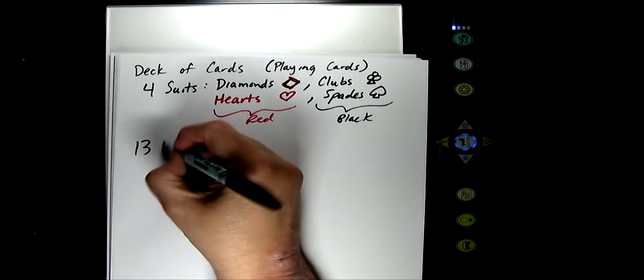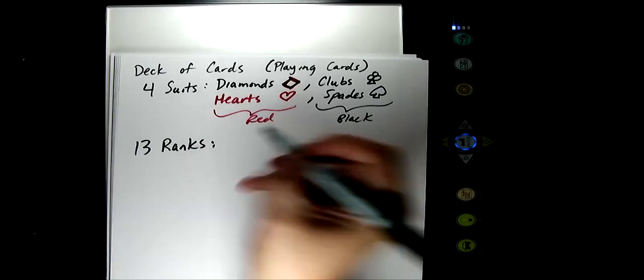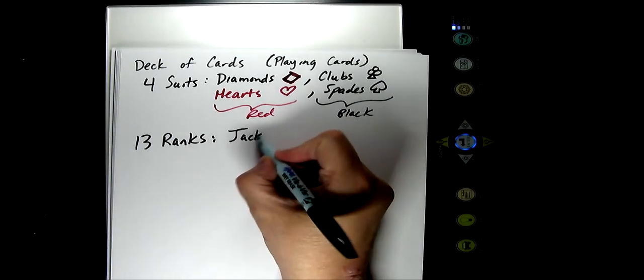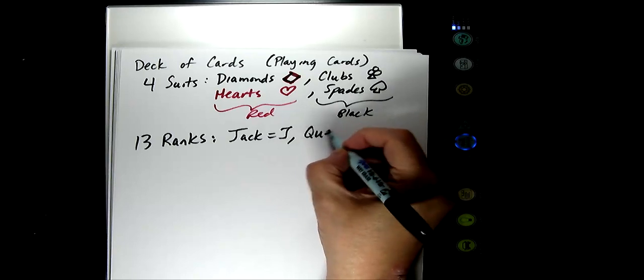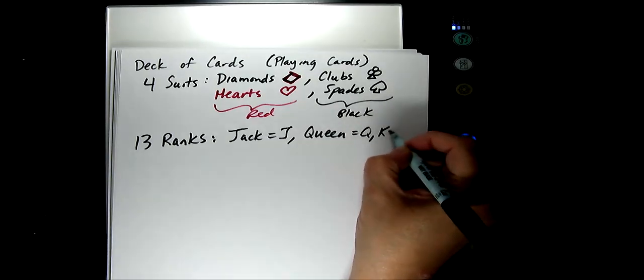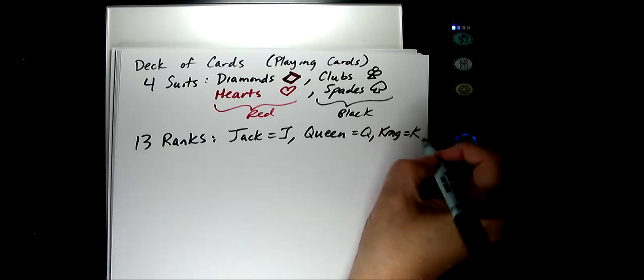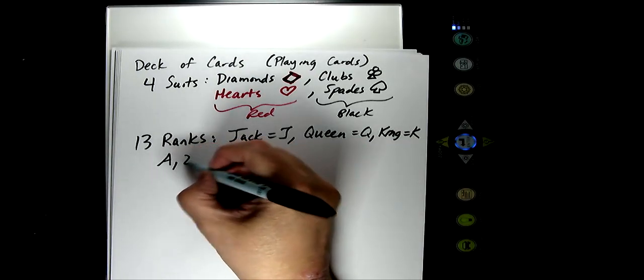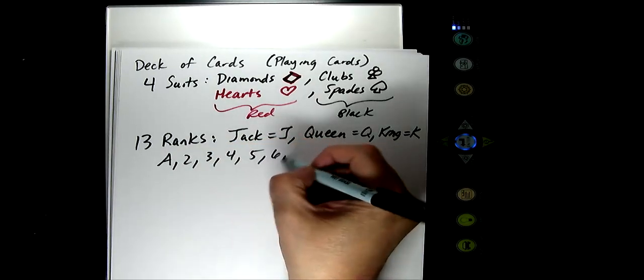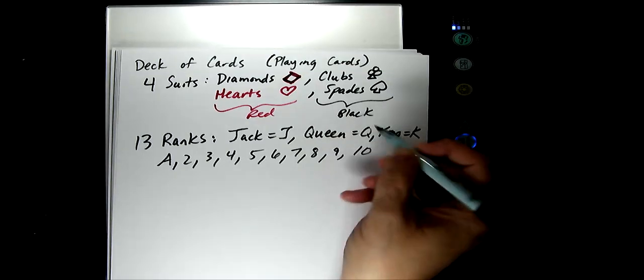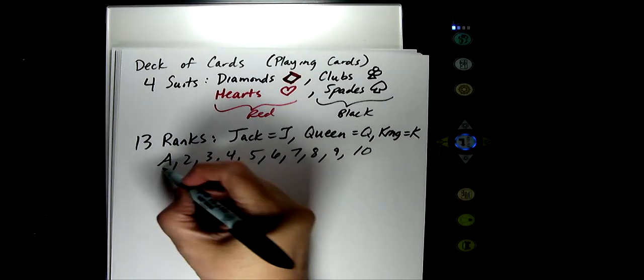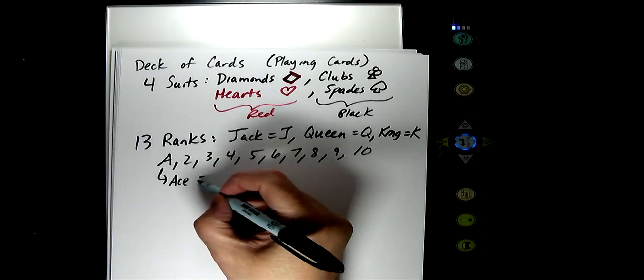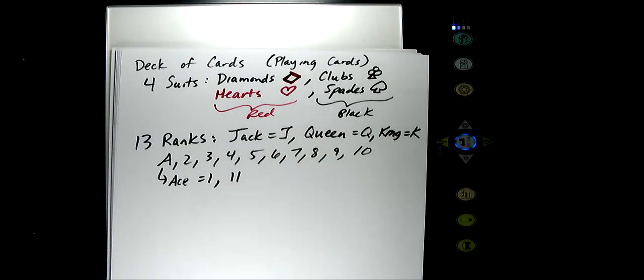There's also 13, they're called ranks. There's 3 face cards, the Jack, which goes by J, has a J on it, the Queen, which has a Q on it, and the King, which has a K on it. Then there is A, 2, 3, 4, 5, 6, 7, 8, 9, and 10. A is called the ace. In some games it equals 1, other games it equals 11. There might be even other games that have different assignments for it, but the standard ones are 1 or 11.